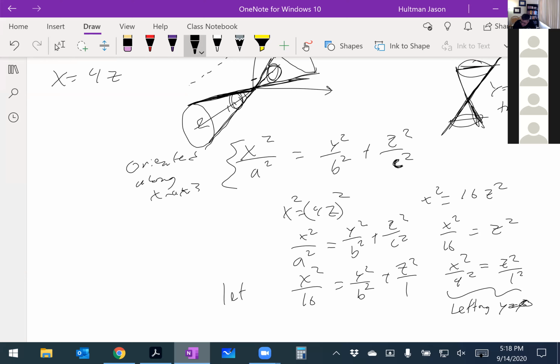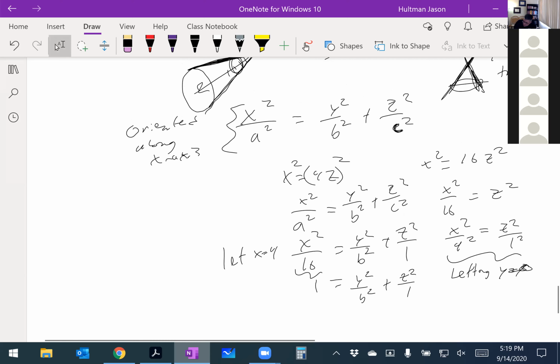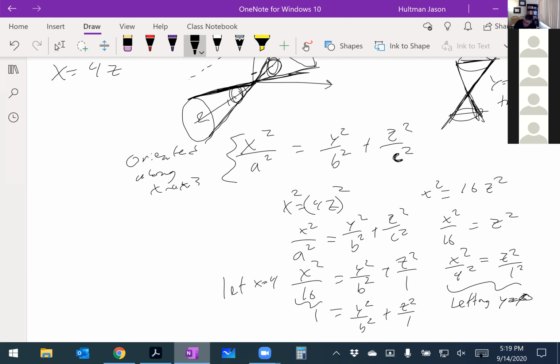Does that make sense? So let x equal 4, because if I let x equal 4, then this whole thing goes to 1. And I'm just left with 1 is equal to y squared over b squared plus z squared over 1. But this has got to be a circle. Why does this slice have to be a circle?